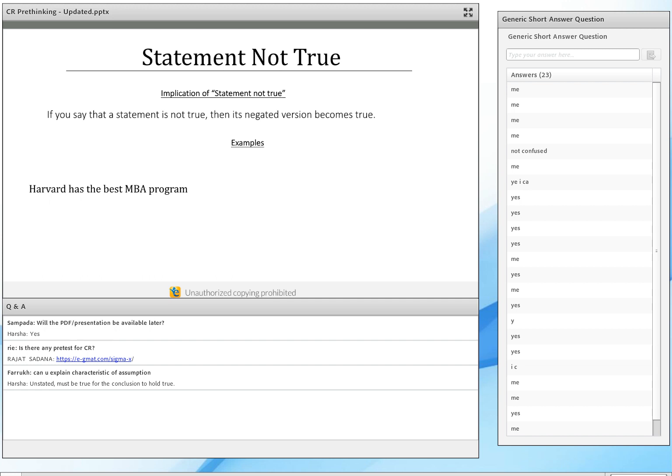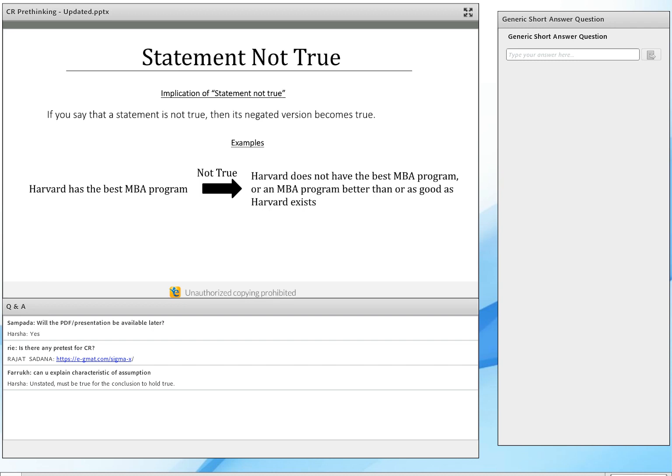Harvard has the best MBA program. If you say that is not true, are you not also saying that Harvard does not have the best MBA program, or that an MBA program that is better or as good as Harvard exists? Are you not automatically saying that? And that is the negated version of it. When you say Google is the most profitable internet company, and you say that statement is not true, what you're really saying is that there's an internet company that's as profitable or more profitable than Google. By definition, you're making that claim.